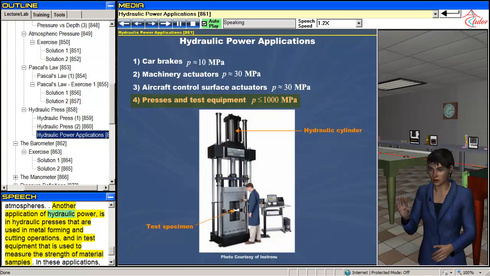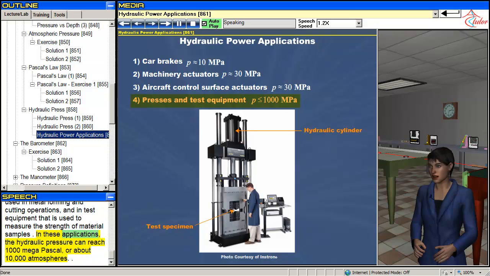Another application of hydraulic power is in hydraulic presses that are used in metal forming and cutting operations, and in test equipment that is used to measure the strength of material samples. In these applications, the hydraulic pressure can reach 1000 megapascal, or about 10,000 atmospheres.